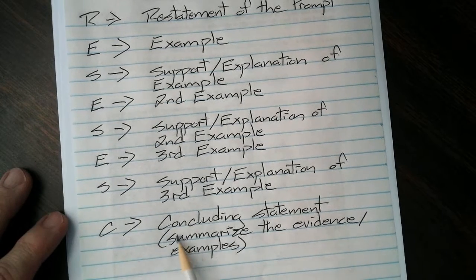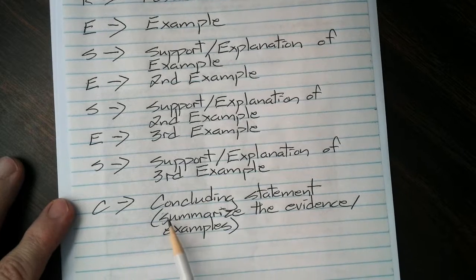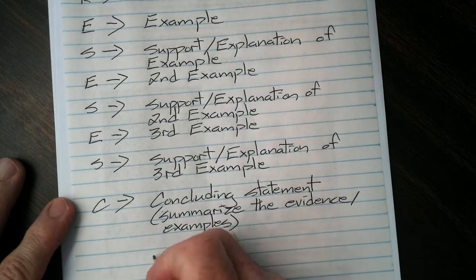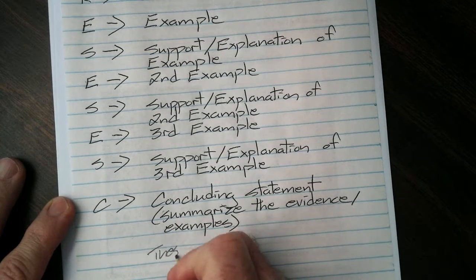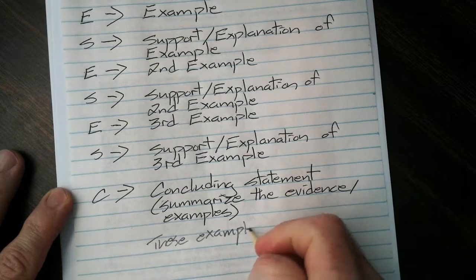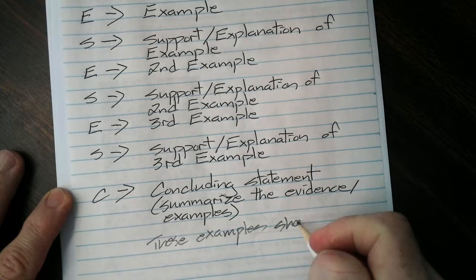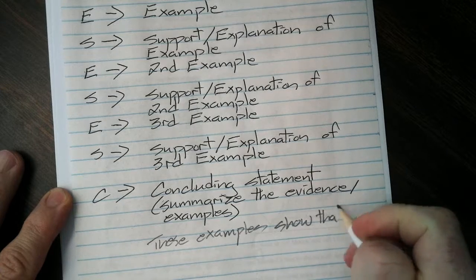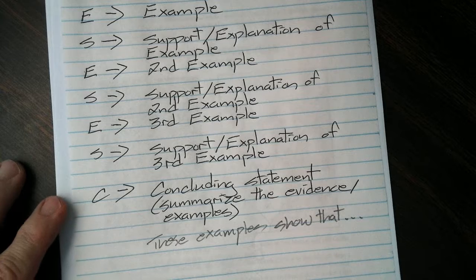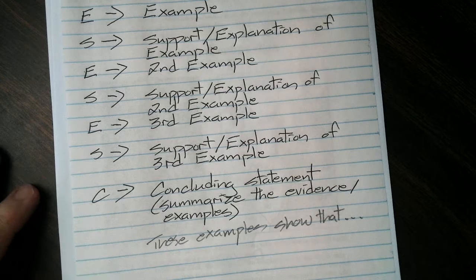And then the final statement, of course, a reminder to you to conclude with a summary of the evidence and the examples. And you could begin with a stock phrase such as, these examples show that, and then repeat what you're trying to prove or what you proved in the prompt. So that is the formula of success to write to the MCAS open response.